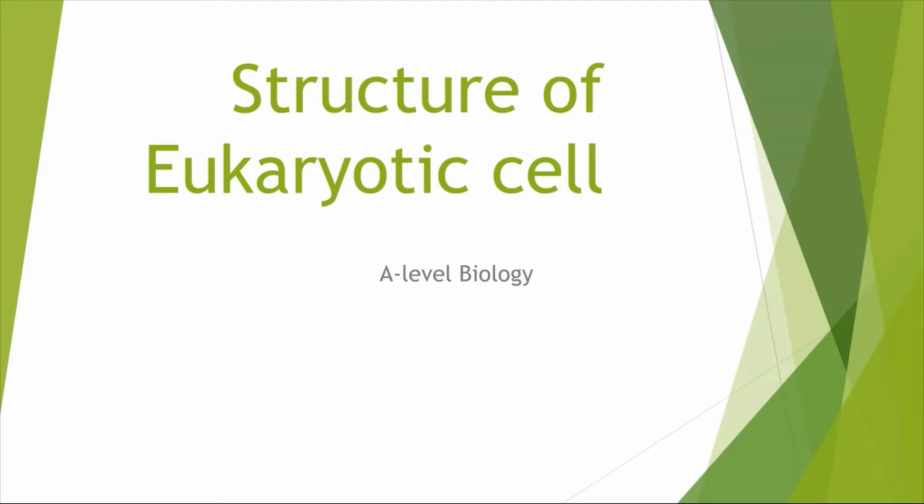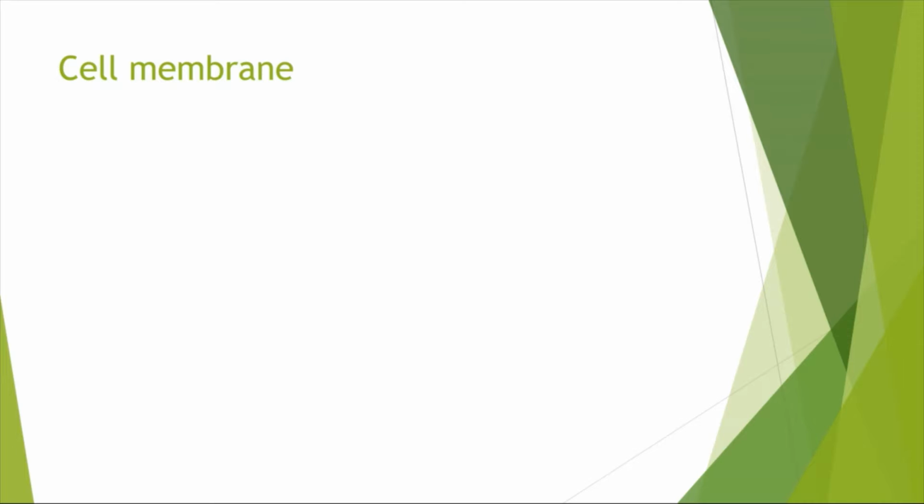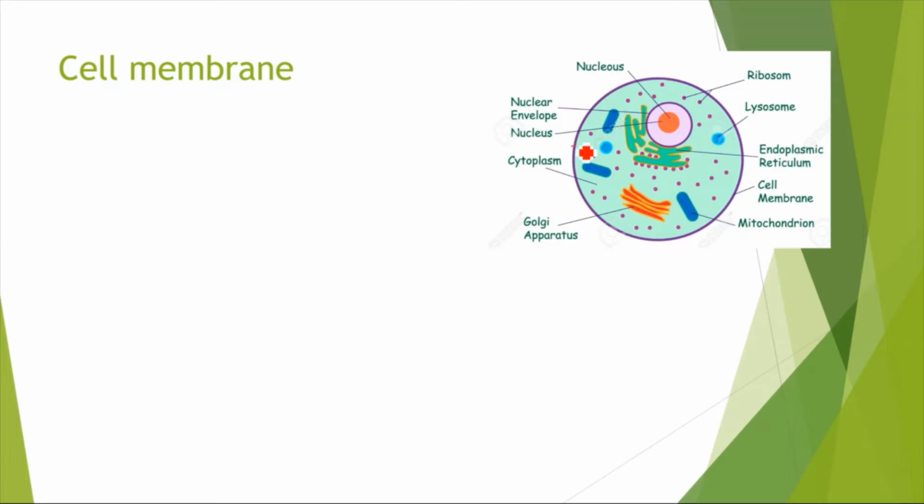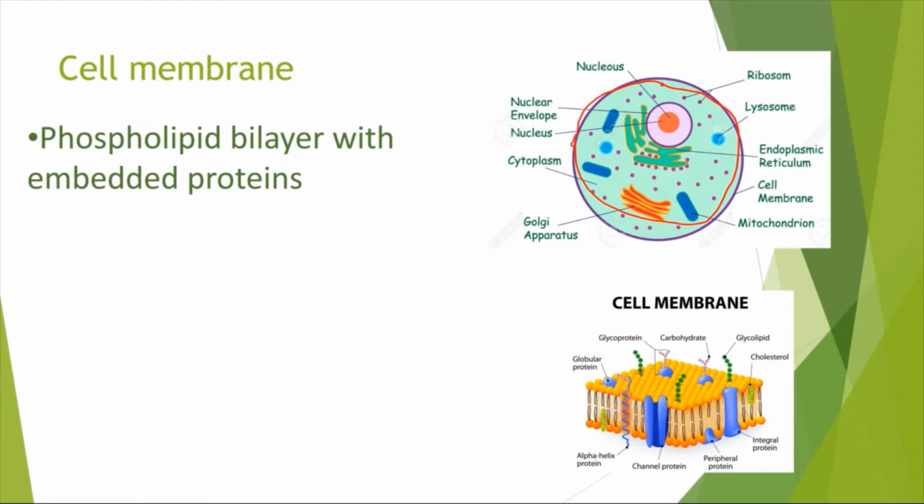In this video, I will be covering the structure of the eukaryotic cell topic of the A-level biology curriculum. So let's begin. So, cell membrane. That's a component of the eukaryotic cell, which is present in every eukaryotic cell. This is usually the most outside bit in most cells, but there are a few exceptions if they have a cell wall.